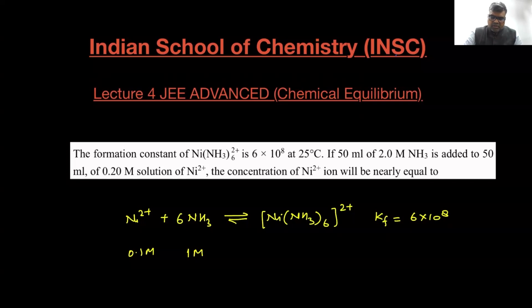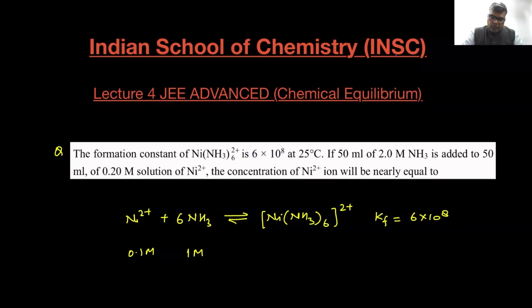It's given that the formation constant of Ni(NH3)6 2+ is 6 into 10 power 8. So all of you can notice the equilibrium constant is a much larger value. At 25 degrees Celsius, if 50 ml of 2M ammonia is added to 50 ml of 0.2M solution of nickel 2+, the concentration of nickel 2+ ion is nearly equal to.